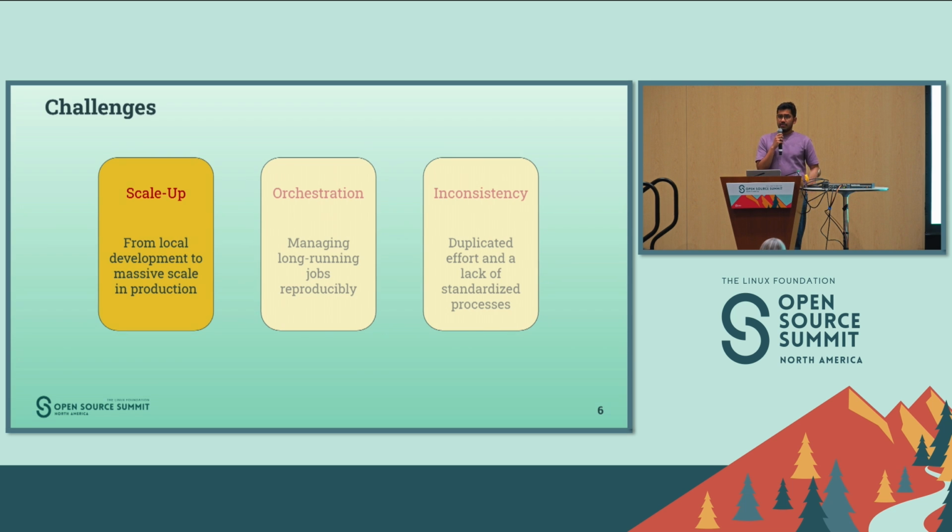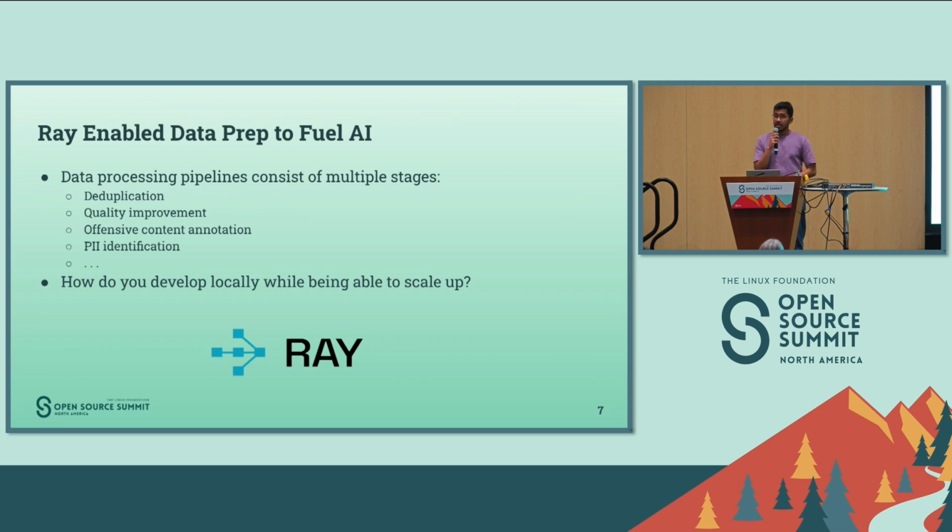Now that we've talked about the high-level workflow, let's talk about the first challenge, which is scalability. How do we make sure that our local development experience is quick and easy, while being able to scale up to production environments in a way that makes sense? In our case, the answer for that was with Ray. Most of our processing stages are built on Ray and are able to scale up to tens of terabytes of text documents across different domains and languages.